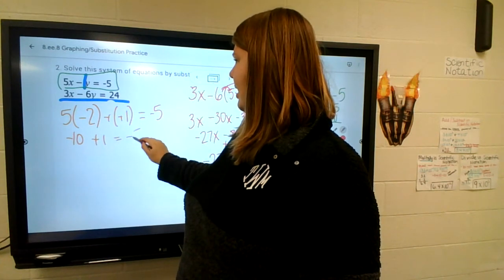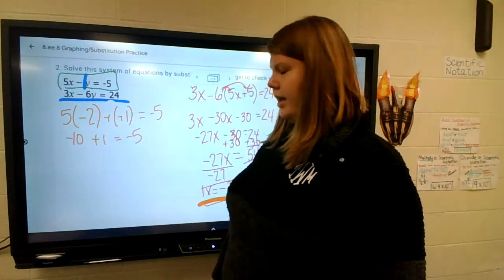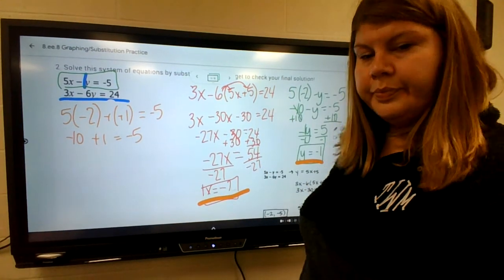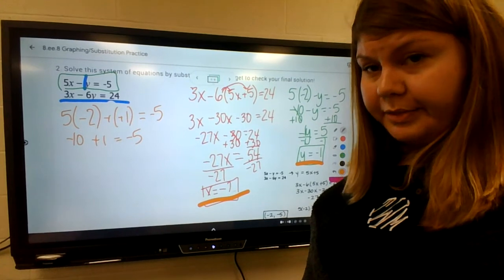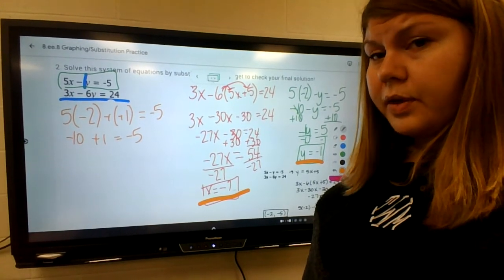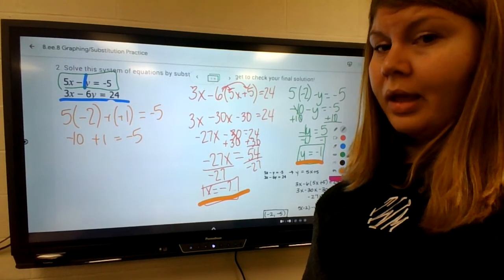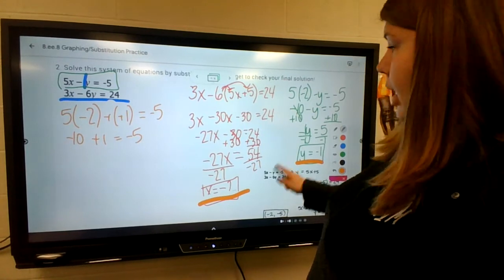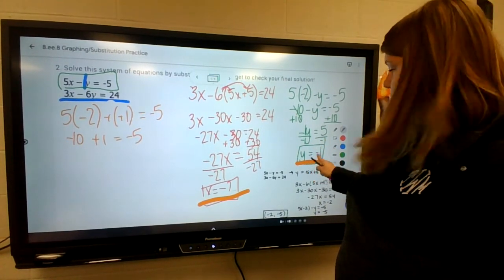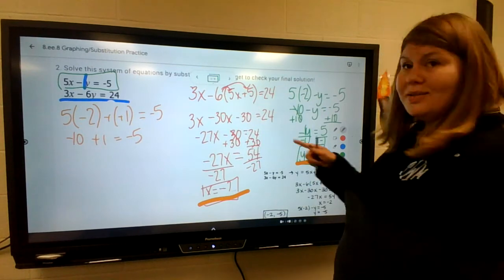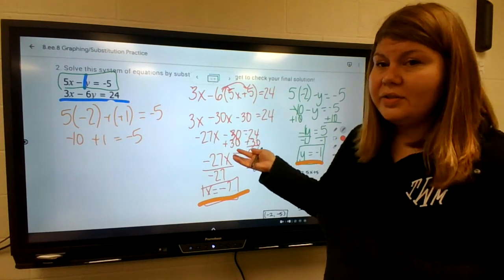And does that give me negative 5? So as I'm looking at that, negative 10 plus 1 is not negative 5. So I also realized my mistake. If you didn't notice yet, 5 divided by negative 1 is surely not negative 1. So let me adjust that. And that's why we check, guys, because you don't know until you check.